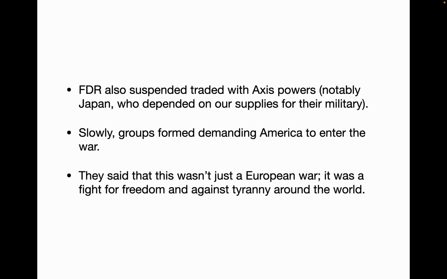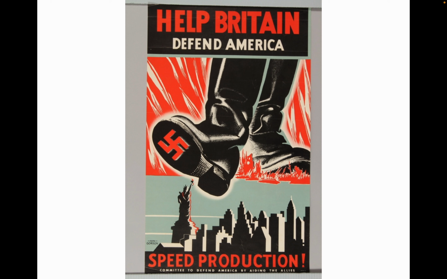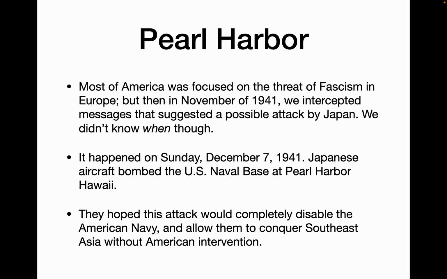And slowly, groups started to form demanding that America enter the war. They said that this is not just a European war, it is for American democratic ideals. It is against tyranny, it is for democracy. So, here is a political cartoon of Hitler stabbing Stalin in the back and saying, "Forgive me, comrade, but it seems such a good opportunity." And here is a poster from the Committee to Defend America by Aiding the Allies, one of the groups that popped up before the war, saying, "Help Britain defend America, speed production."